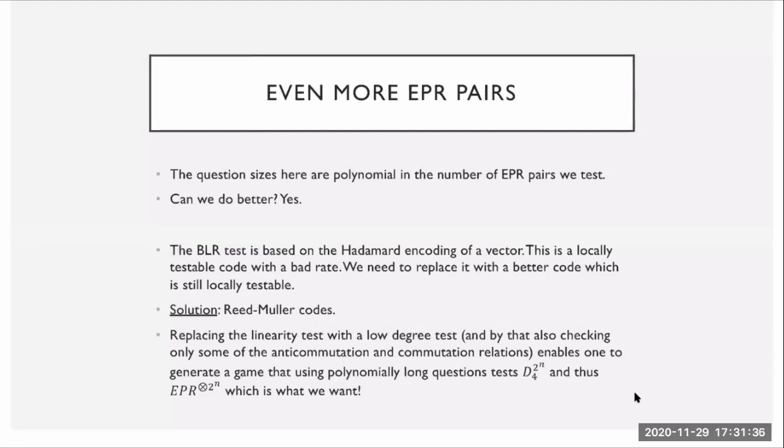But the point is that the fact that you enlarged the rate and you replace all the BLR tests with low degree tests, so you check that some polynomials are of low degree, allows you to somehow verify that the players are using an almost representation of D4 to the 2 to the n, okay? So this is the magic trick, and technically this is very, very hard.